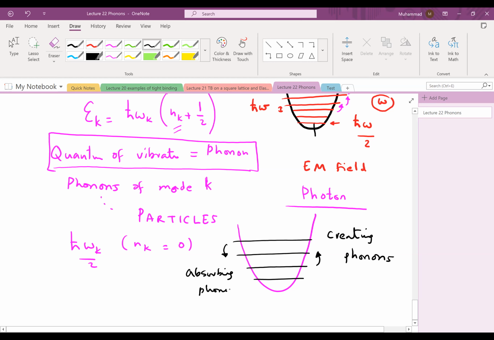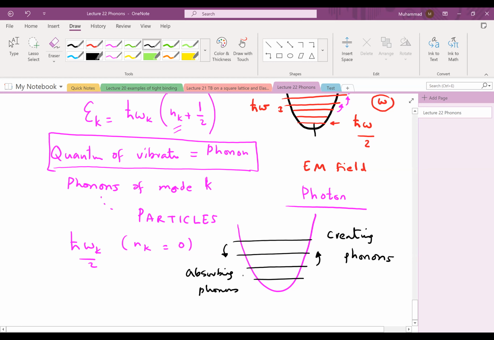So going up the ladder really means that the atoms are oscillating with a fiercer amplitude, with a higher amplitude. I'm adding more phonons into the system. More phonons are being emitted into the system. And if I'm cooling down the system, for example, which means that the amplitude of oscillation is going down, I'm absorbing phonons. Those phonons are being annihilated.